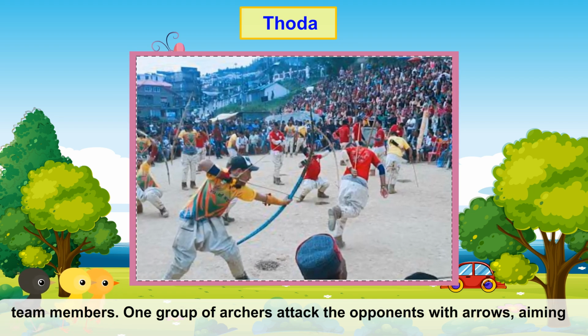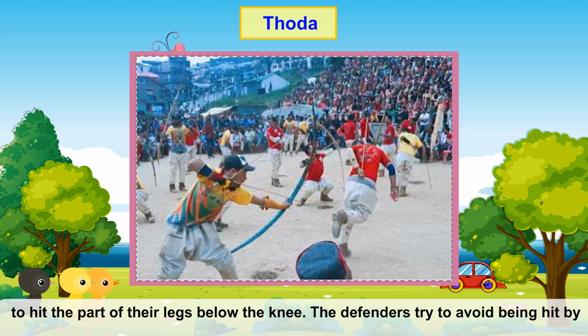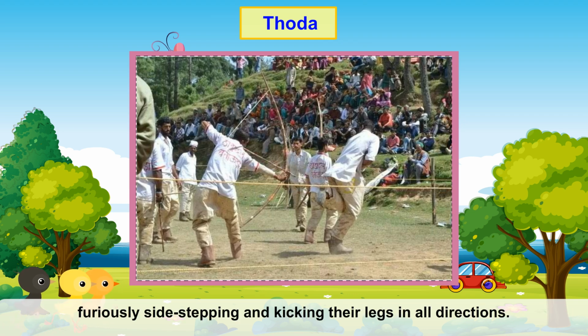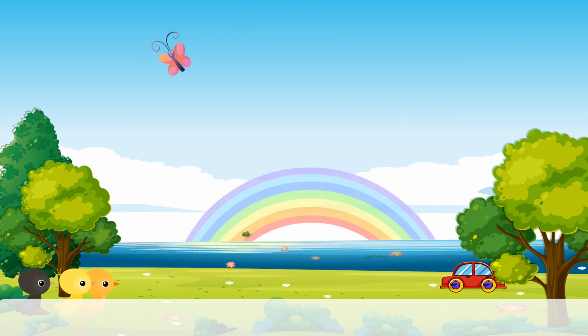One group of archers attack the opponents with arrows, aiming to hit the part of their legs below the knee. The defenders try to avoid being hit by furiously sidestepping and kicking their legs in all directions.